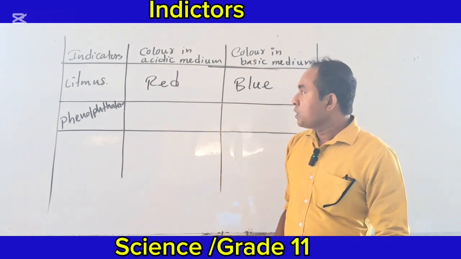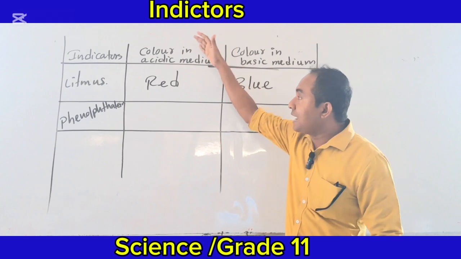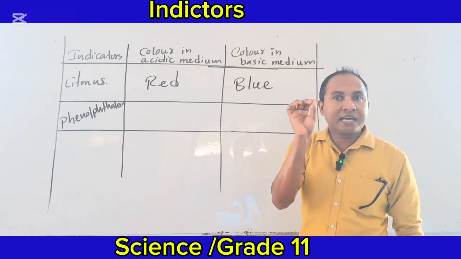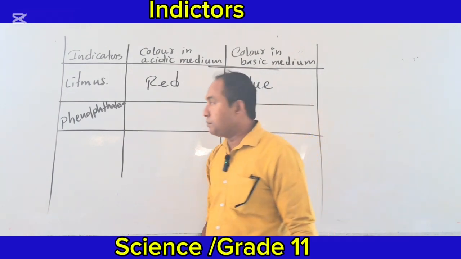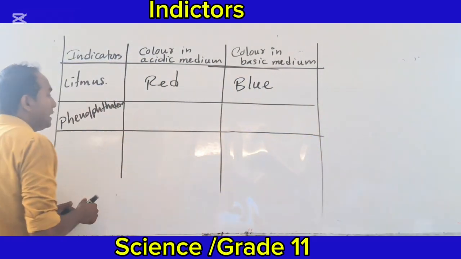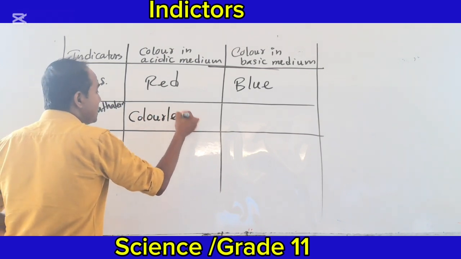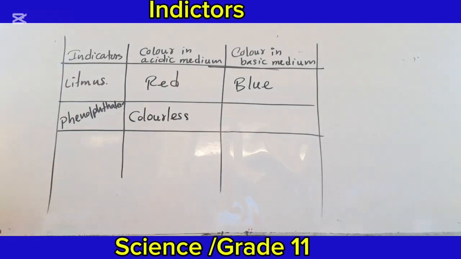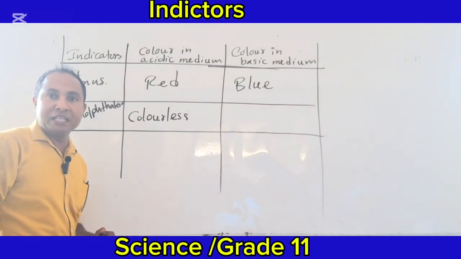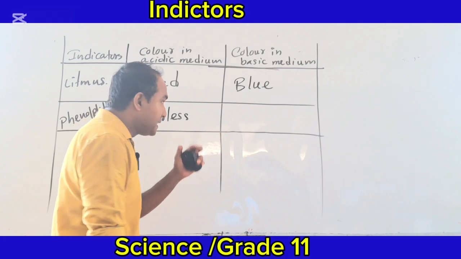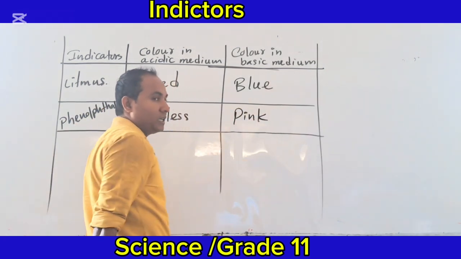Then, what is the color of phenolphthalein in the acidic medium? You must remember, the color of phenolphthalein in the acidic medium is colorless. So what is the color of phenolphthalein in the basic medium? In the basic medium, phenolphthalein shows pink color. Pink color. You must remember.